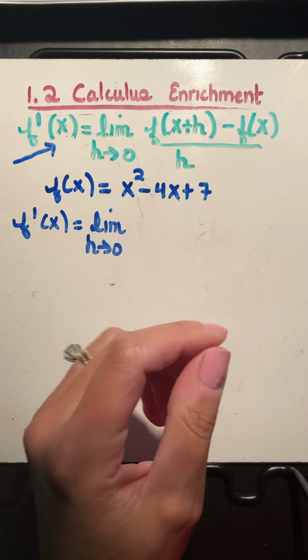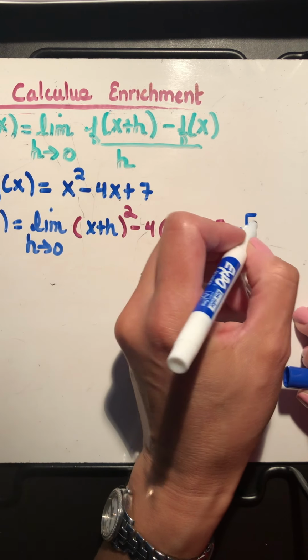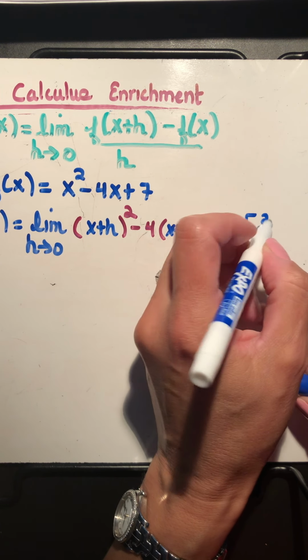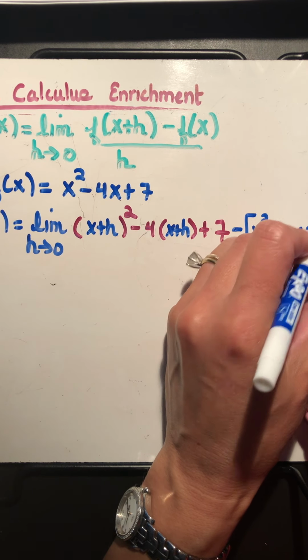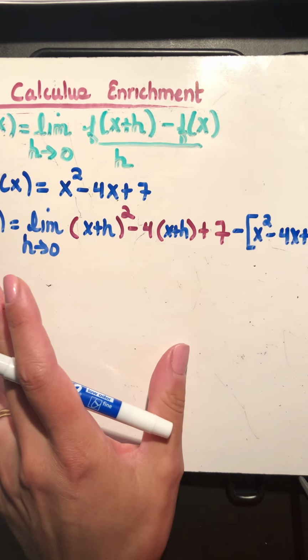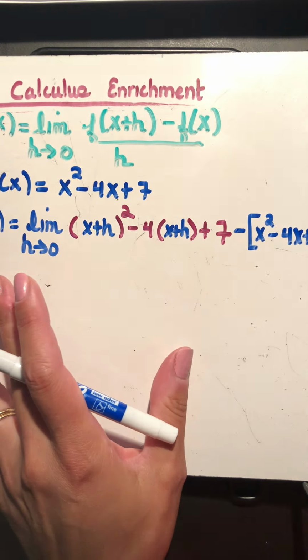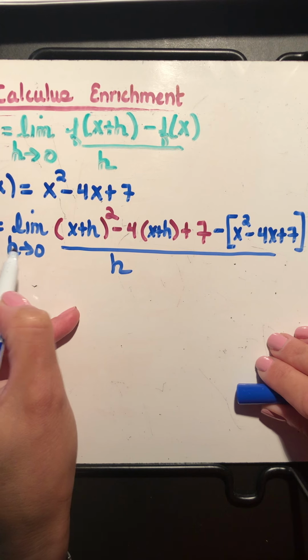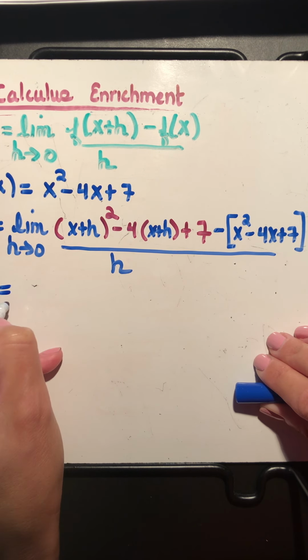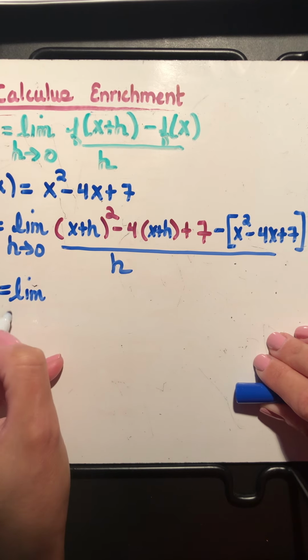Then the formula says, and I'm going to have to scroll over a little so you can see, minus f of x. Well, f of x is this whole thing here. So minus, and I'm going to put this in brackets because I have to subtract the entire function, x squared minus 4x plus 7. So I'm literally following the formula and substituting everything into it, divided by h. We're going to keep this limit as h approaches 0. The last thing we're going to do is let h approach 0. So we're now just going to do the math.